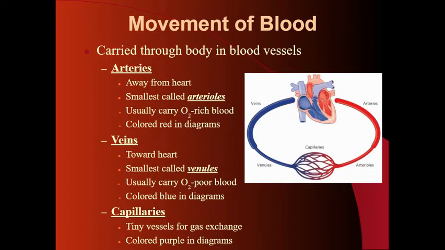Veins will be carrying blood towards the heart. Same sort of deal, that the veins that are closest to the heart are the largest. Veins that are furthest from the heart will be the smallest, and those are called venules. Veins almost always will carry oxygen-poor blood, and in diagrams, oxygen-poor blood will be colored blue. So then we have capillaries. Capillaries are the tiniest blood vessels. They are functioning in gas exchange, and they will often be colored purple in diagrams.